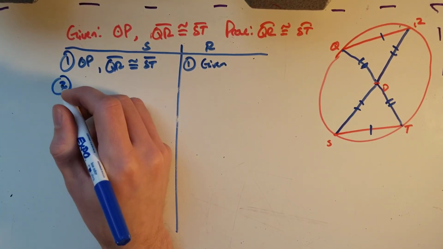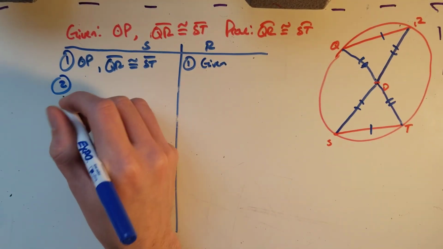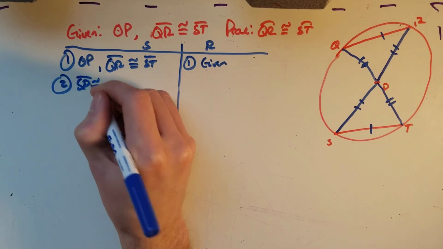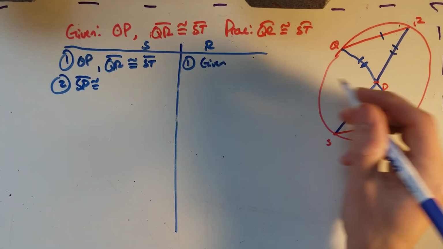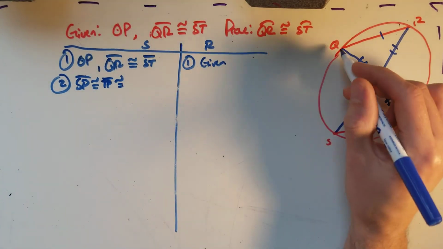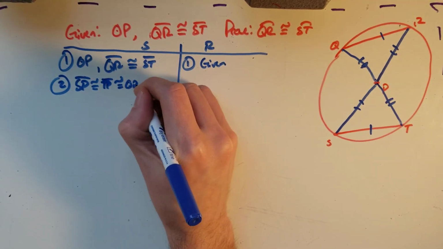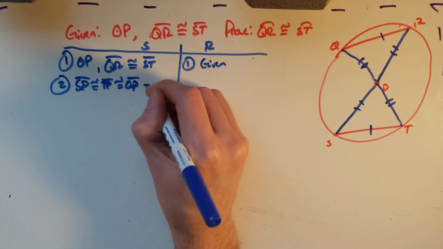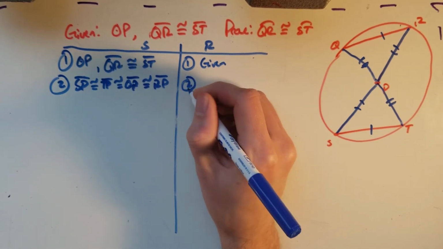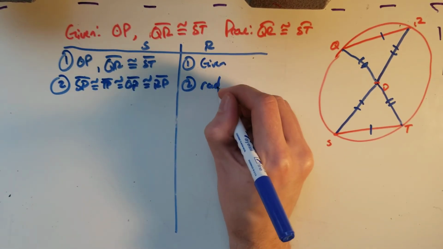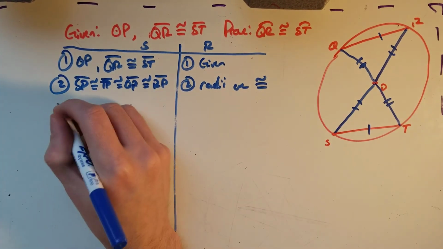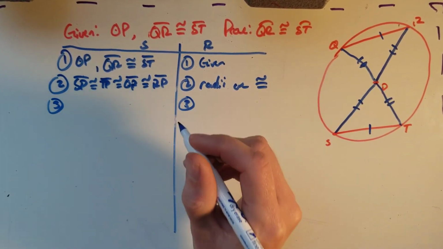So from that knowledge, we know that SP, with P in the middle, is congruent to TP, which is congruent to QP, which is congruent to RP. And we know this because in a circle, radii are congruent. So radii are congruent in the same circle, and we're clearly in the same circle here.